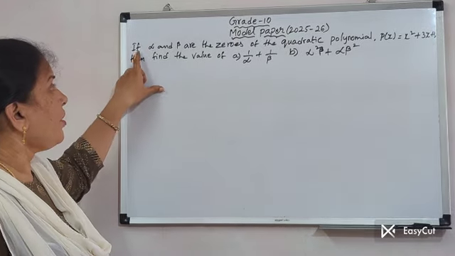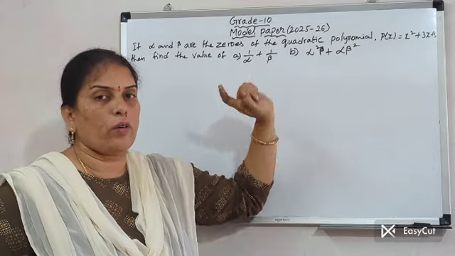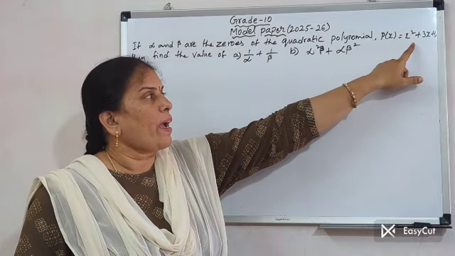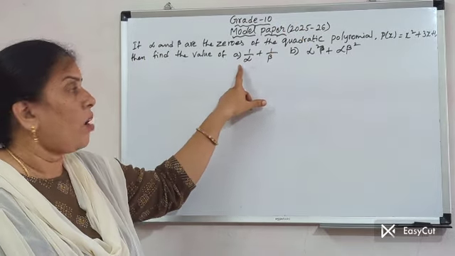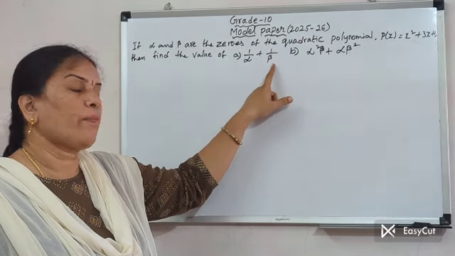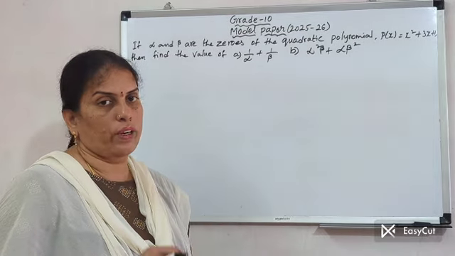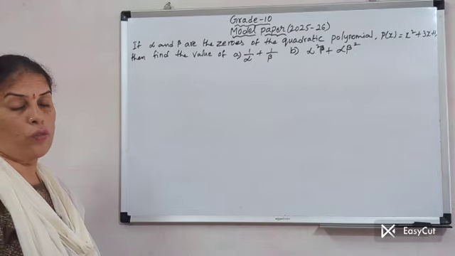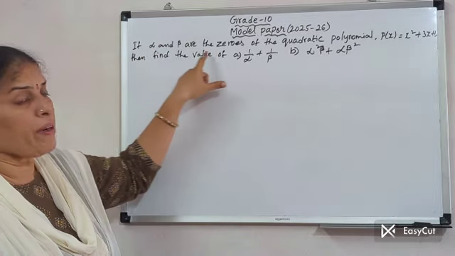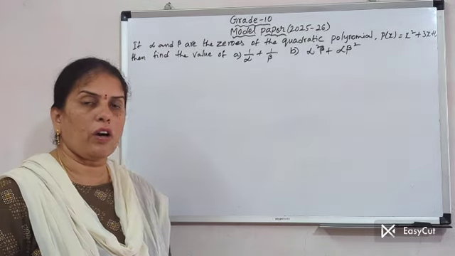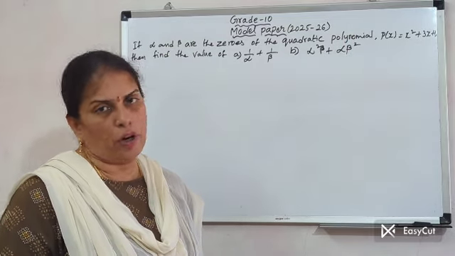Next question: if alpha and beta are the zeros of the quadratic polynomial p of x equal to x square plus 3x plus 1, then find the values of 1 by alpha plus 1 by beta and alpha square plus beta square. See children, you must understand what they have given in the question. In the previous question, they had not given the zeros of the polynomial.